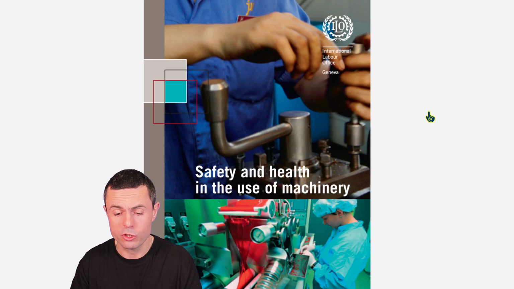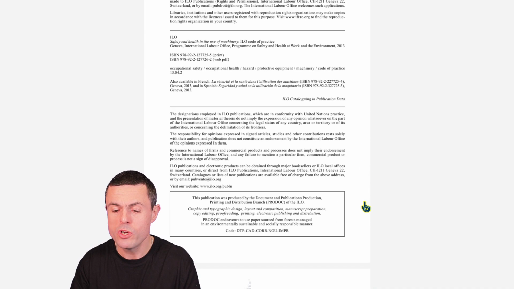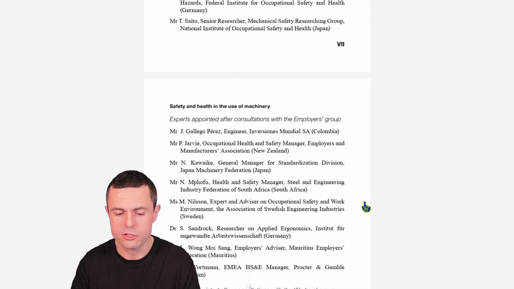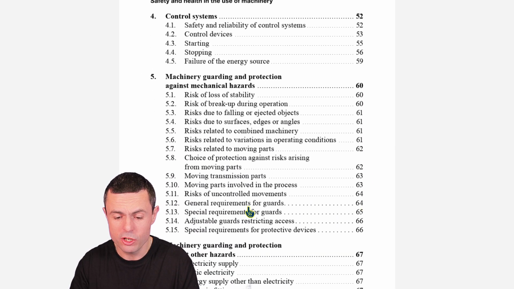International students doing the NEBOSH IGC, what have you got? Well, I would say one of your best documents is the ILO Code of Practice, Safety and Health in the Use of Machinery, which is a very broad code of practice. And let's look at the table of contents. There isn't a lot on this. It talks a lot about guarding.